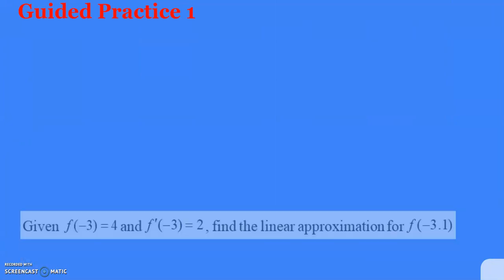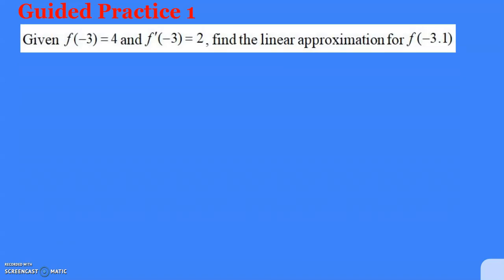Next, we look at a problem, first example guided practice. Given f of -3 equals 4 and f prime of -3 equals 2, find the linear approximation for f of x at -3.1. So how do we approach this problem?